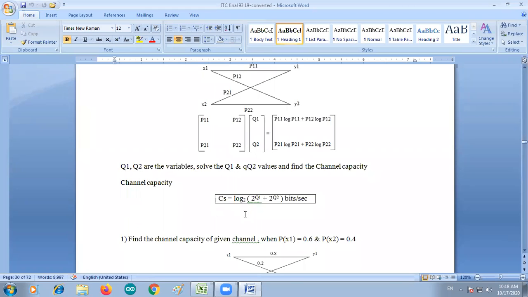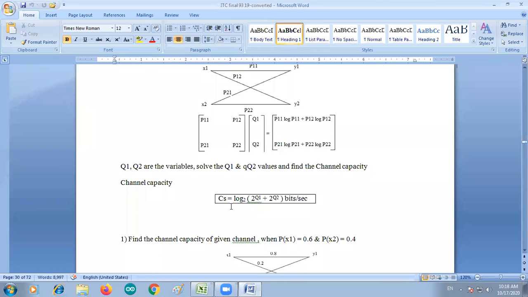Then the channel capacity C of S is equal to log of 2 to the power of Q1 plus 2 to the power of Q2, base 2, in bits per second. Okay, this is the channel capacity.